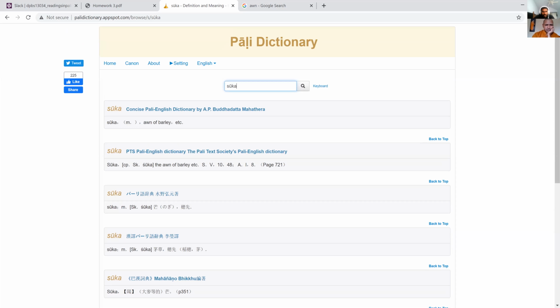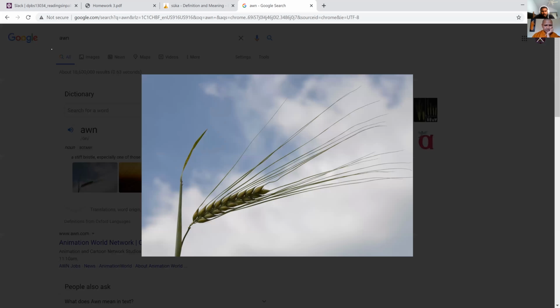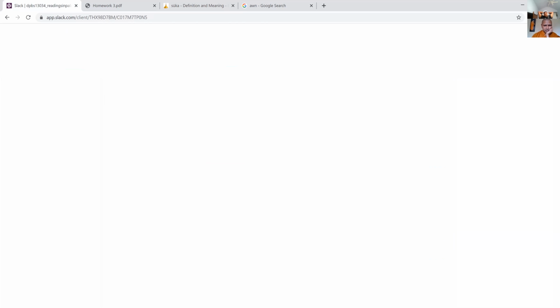Right. I think so. In the Wikipedia page under the entry for awn, botany, I think I see it. It's like the small hairs that come from the grain. Do you see? Yes, I see. So Sali Suka.